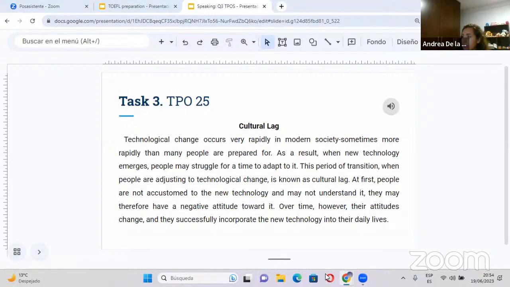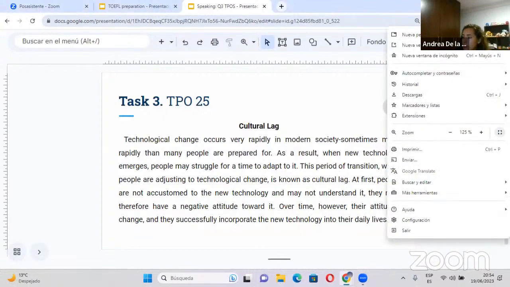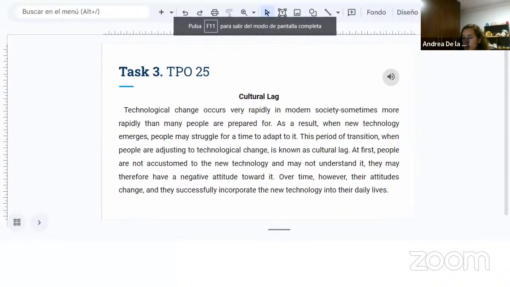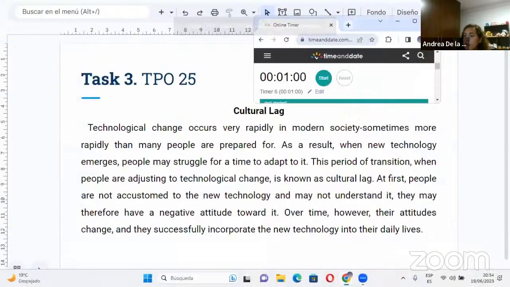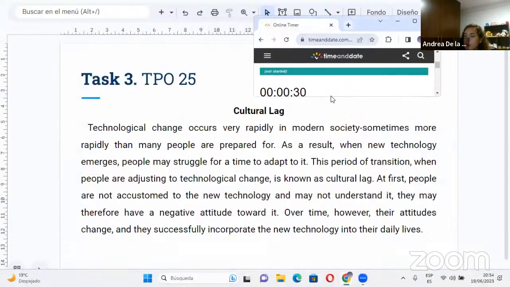Okay. Do you guys have any questions so far? Okay. Then let's do another one. This one here, cultural lag. Let's see what it's about. You guys will have 45 seconds to read the text.